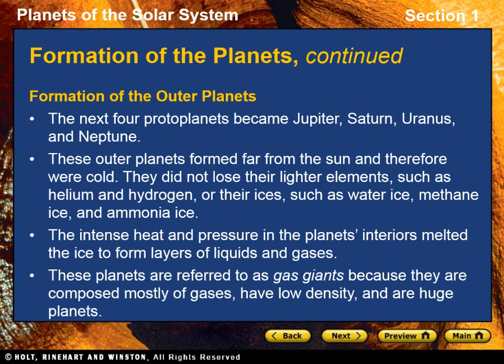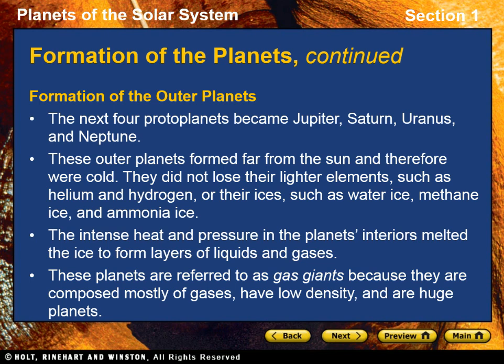Formation of the outer planets. The next four protoplanets became Jupiter, Saturn, Uranus, and Neptune. As a group, these outer planets are very different from the small, rocky inner planets. These outer planets formed in the colder regions of the solar nebula. They were far from the Sun and therefore were cold.